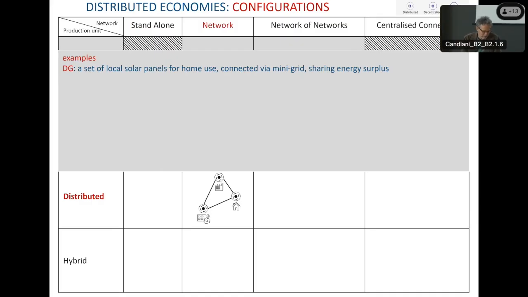So again, in relation to energy, there is a set of local solar panels for home use connected with a mini grid that is sharing the energy surplus. This could be the example that you mentioned before, but it could be that they decide to have even a decentralized system that is sharing the energy. It depends situation by situation, okay? And even on the type of renewable energy that is more available at that stage.